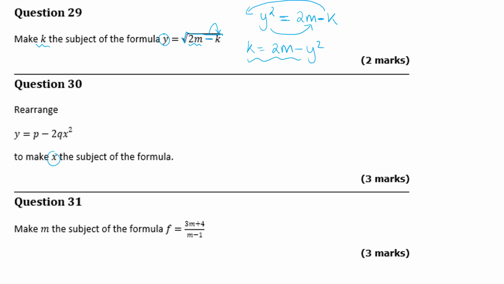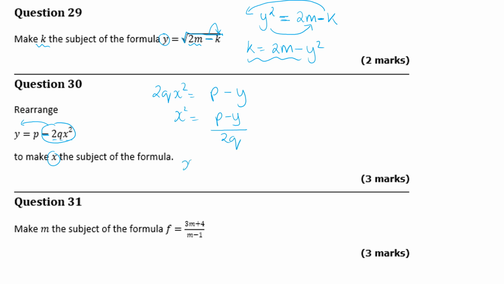The next one, similarly, we've got to make x the subject. x is squared, times by q, times by 2, make it minus, and then add p. So all of this term, because those things are all times together, can go to this side. So we can say 2qx squared is equal to p minus y. Then we can do x squared is equal to p minus y all over 2q.